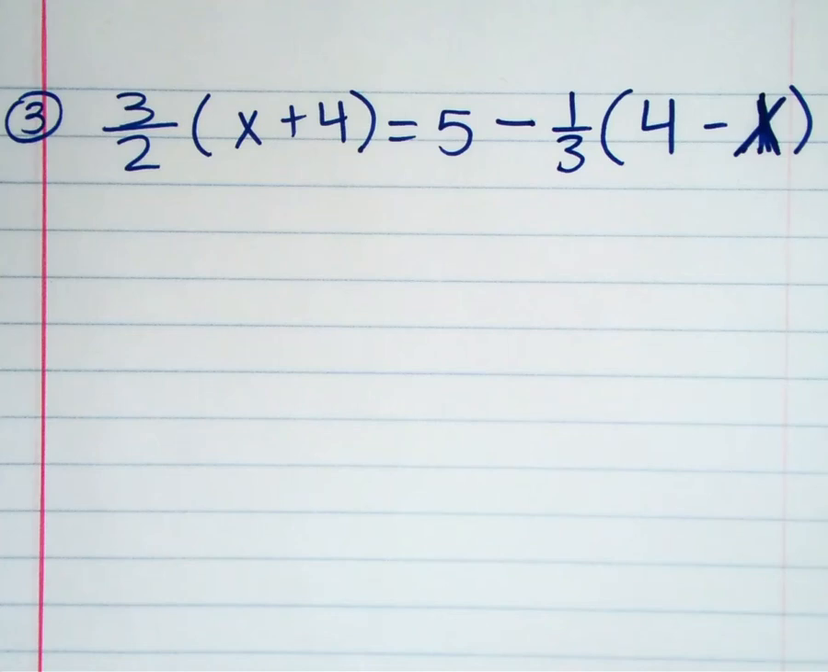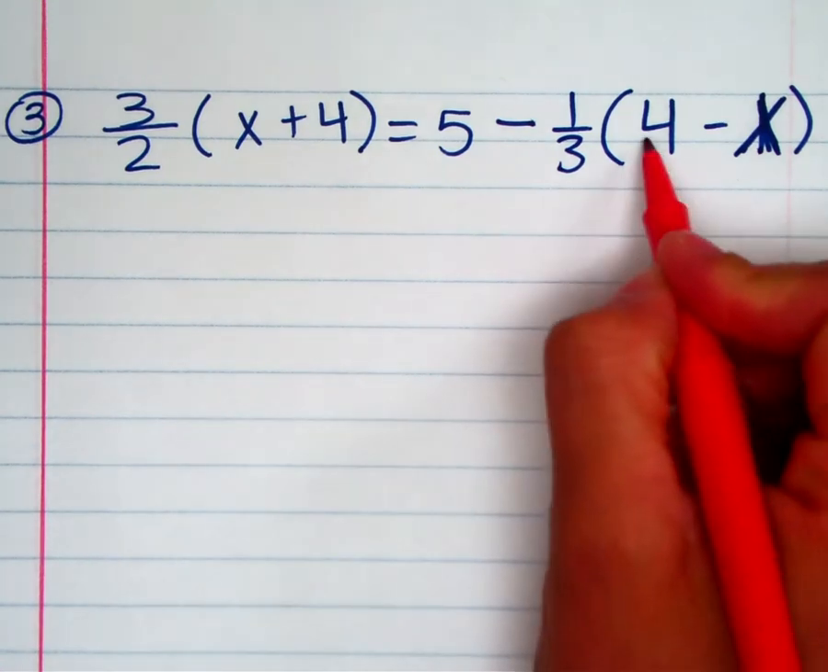Okay, I'm going to go over problems 3 and 4 from your homework today, and it would be helpful if you had your Desmos calculator open. If not, you can download the app, and that way we can go through these problems a little easier and you can understand how to use your Desmos calculator at the same time. I don't expect you to do all of this in your head or by hand. So let's get started. 3/2 times (x plus 4) equals 5 minus 1/3 times (4 minus x).